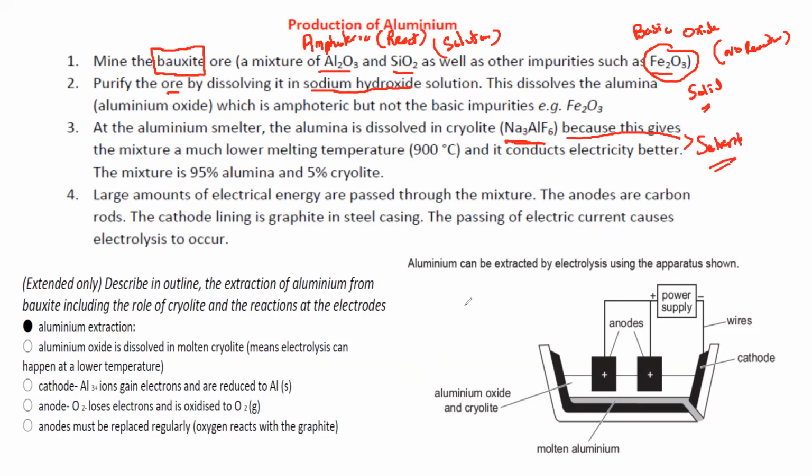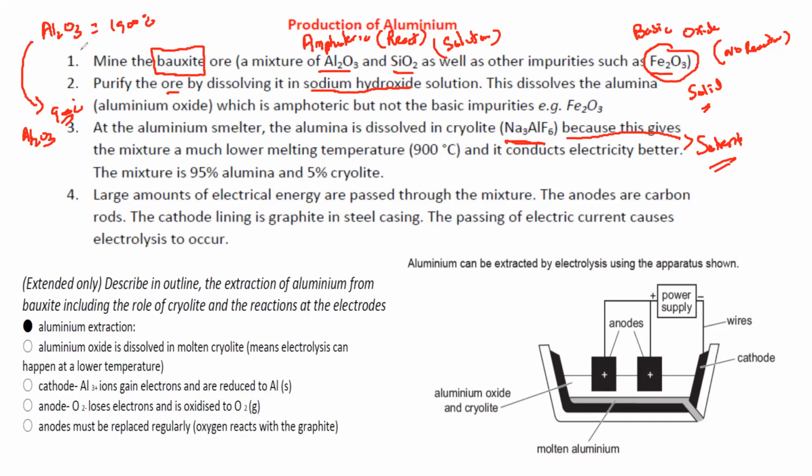So we use cryolite as a solvent so that it can dissolve aluminum oxide. And there is also another reason for adding cryolite. It lowers the melting temperature of aluminum oxide. Normally, pure aluminum oxide will melt at 1900 degrees centigrade. But when we mix cryolite, because impure substances have a lower melting point, the aluminum oxide now becomes impure and it will melt at around 900 degrees centigrade.